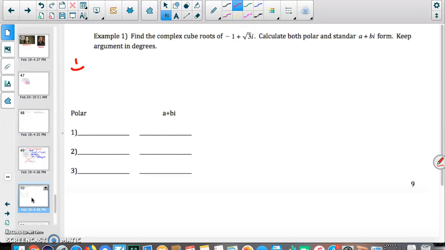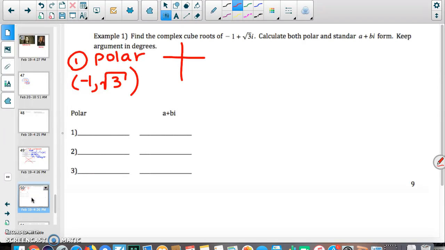Step number 1 is to convert into polar. Let's look at our point here. My real component is -1. The imaginary component is √3. My first step is to sketch it to figure out what quadrant it's in. It's in quadrant 2. My next step is to solve for the radius. That's going to be 1 squared plus √3 squared, which is 1 plus 3. The square root of 4 is 2.